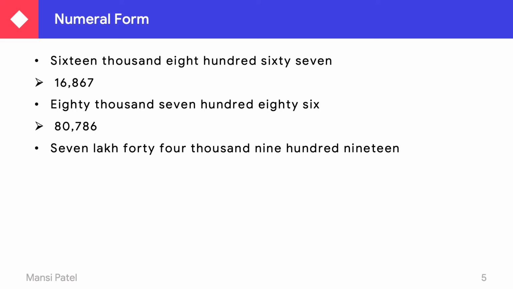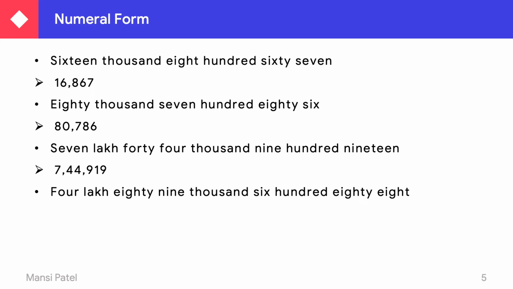7,44,918. So here you can see, they were given 7 lakh, and in a lakh how many digits are there? 6 digits are there. So we have to write down first 7, then groups will be changed, so we have to put a comma, then 44,000, how we can write down 44, and then 919. So your answer is 7,44,919.